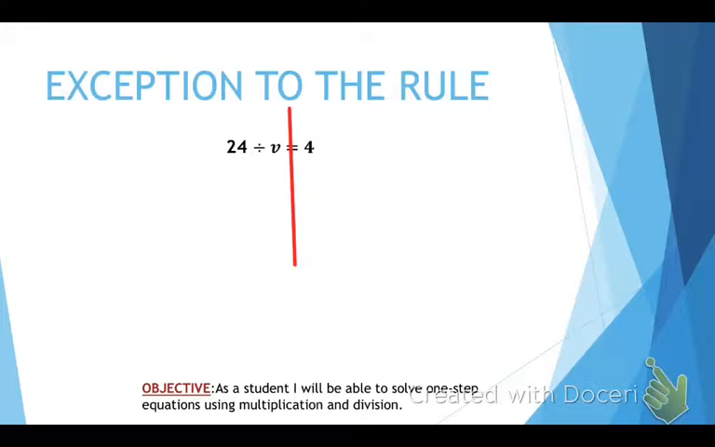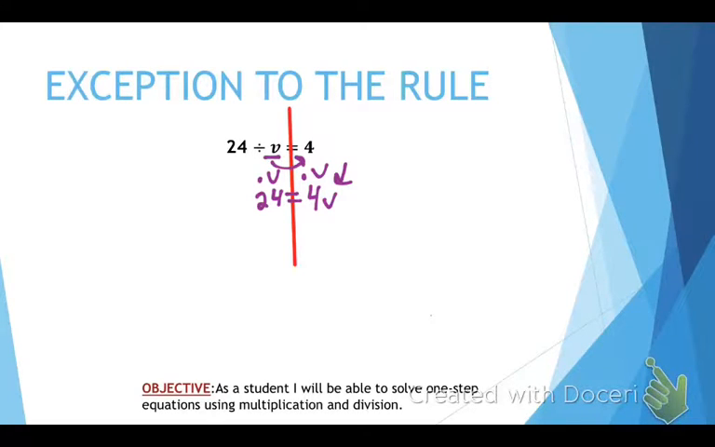So what we are going to do when we have this exception is take this v and move it to the other side first. How are we going to do that? Well, instead of dividing by v, we're going to multiply by v on both sides. That would give us 24 equals 4 times v, which we could just write 4v. Now it looks just like anything else we did. Now we can keep our wonderful variable on this side.